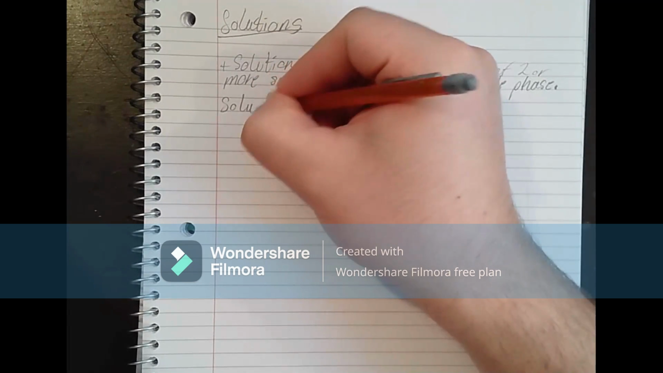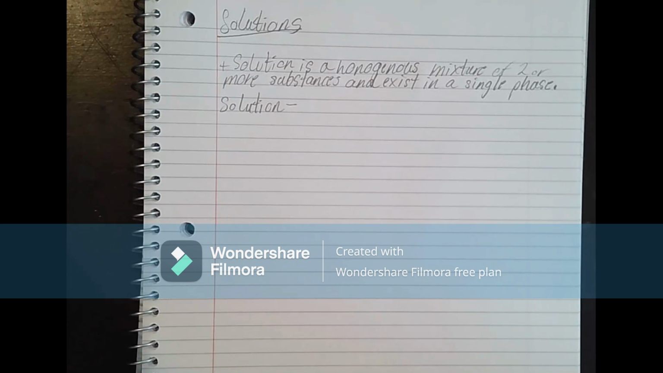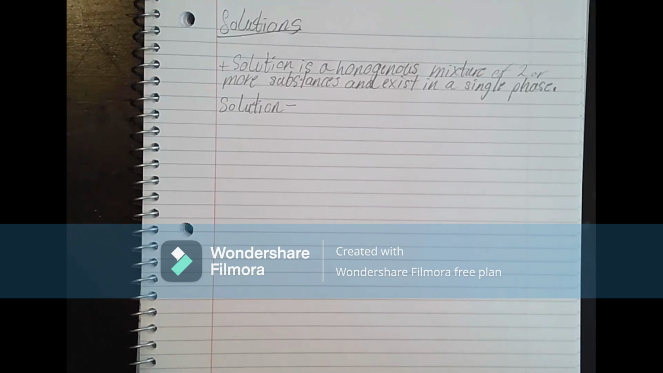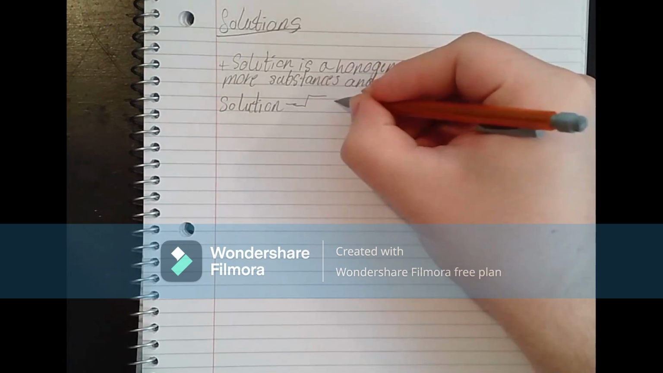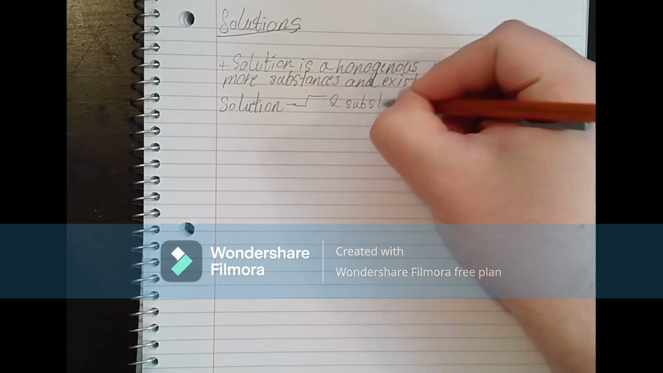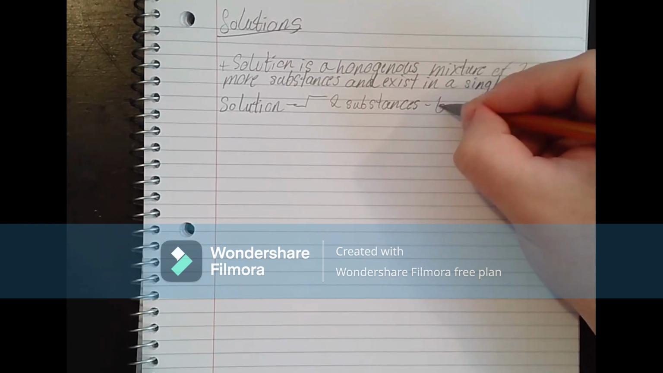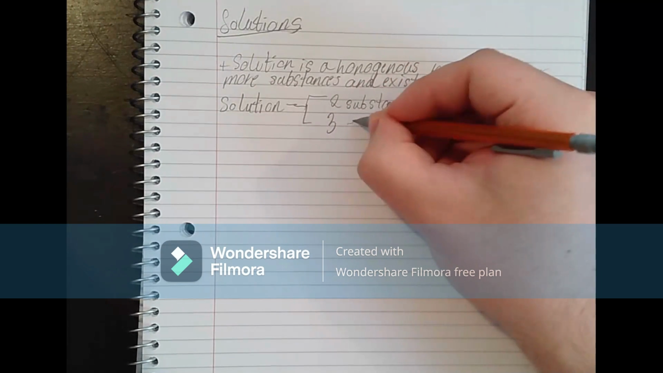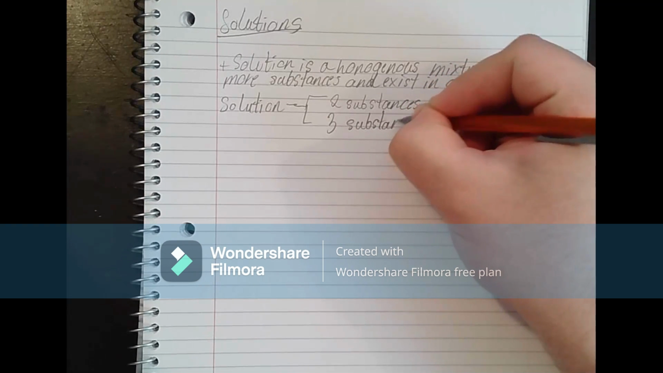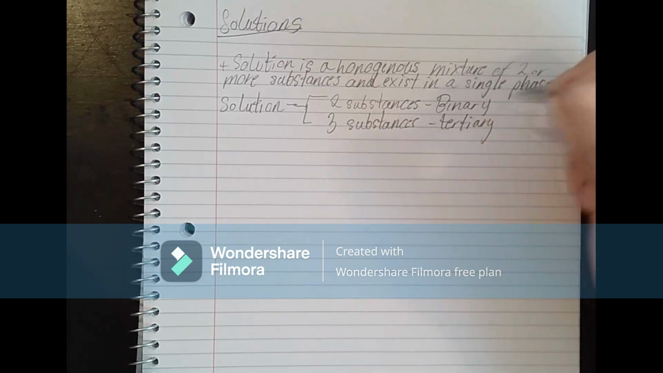Further on, a solution can be classified as either binary or tertiary. It all depends on the amount of substances going into said solution. So, for two substances, the solution will then be called a binary. Well, for three substances, the solution will be called a tertiary solution, and so on and so forth, quaternary and whatnot.